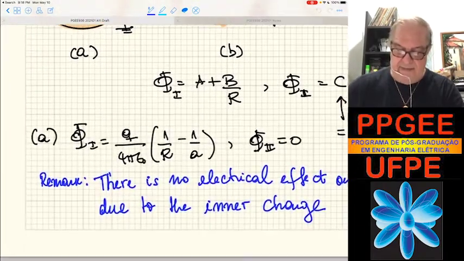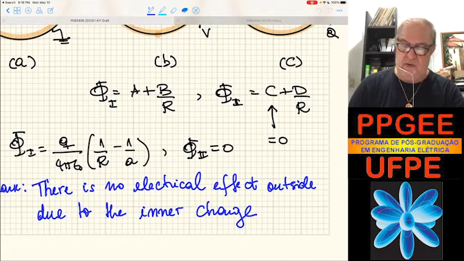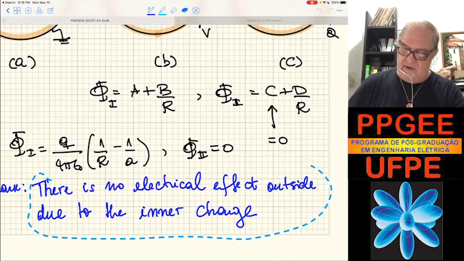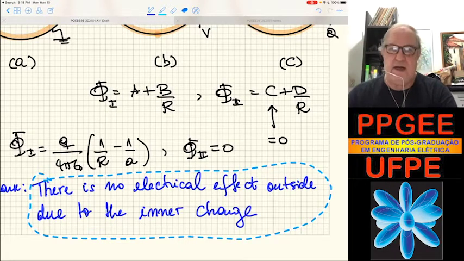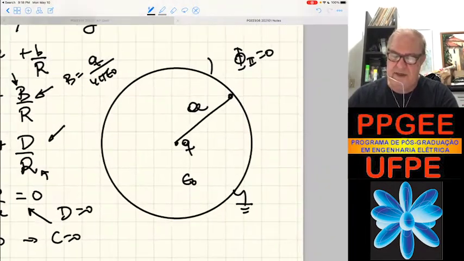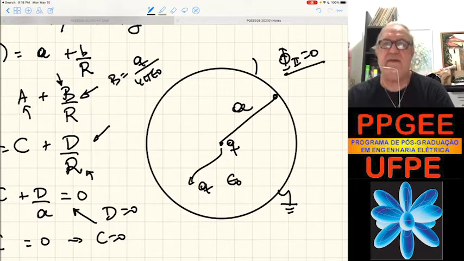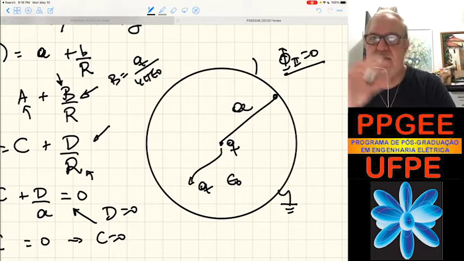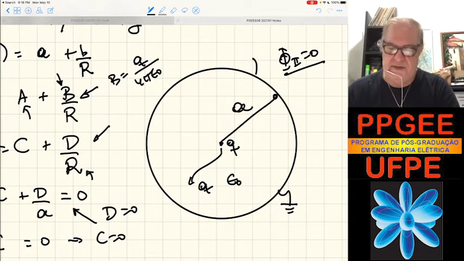Now, look at what happens. So the first remark is this. There is no electrical effect outside due to the inner charge. It means that I can move around my charge here. I can put the charge anywhere. Nothing is going to happen outside, because outside the potential is always 0. Nothing is felt outside. I can move the charge inside. So I'm shielding the outside because I grounded the potential, right?